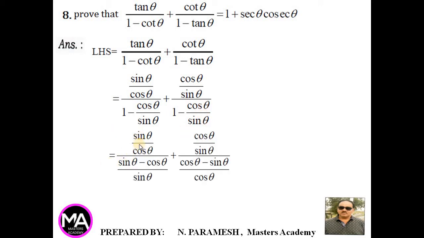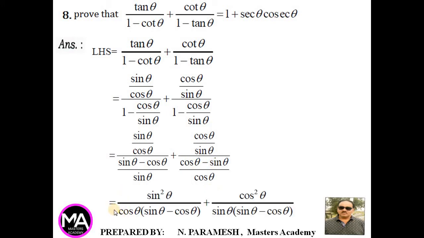That is equal to sin theta by cos theta divided by sin theta as LCM, sin theta minus cos theta, plus cos theta by sin theta divided by cos theta as LCM, cos theta minus sin theta. That is equal to sin theta into sin theta, sin square theta, by cos theta into 1 minus sin theta, plus cos theta into cos theta, cos square theta, divided by sin theta into 1 into sin theta minus cos theta.